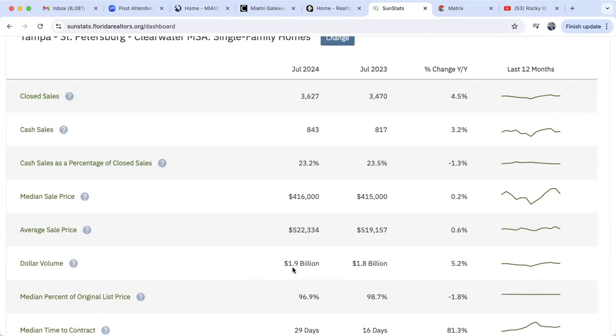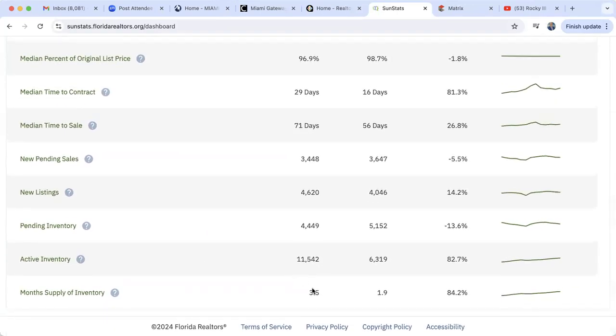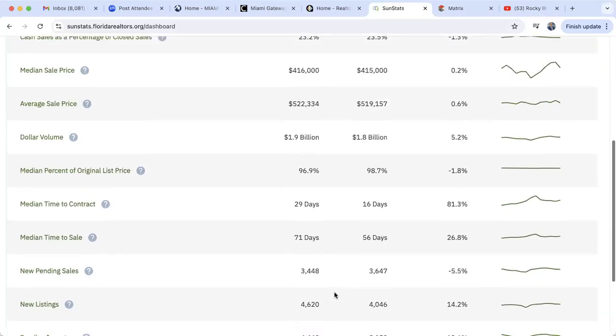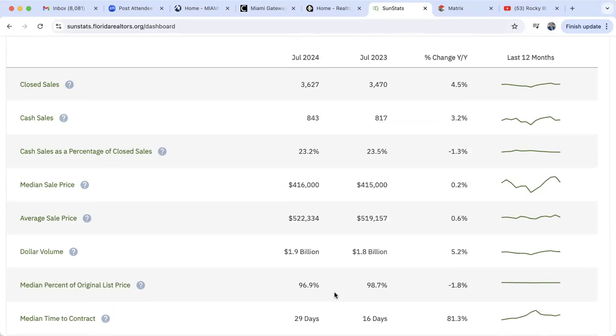All right. So yeah, this one, by just months of inventory and the number of sales that they have, probably is a hotter market. All right, but look, there are differences between 23 and 24. Okay, so we closed more sales, right? There were more cash sales. The median price pretty much is holding steady, so it hasn't increased much. The average price is pretty much holding steady as well.